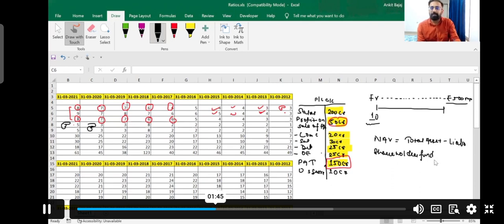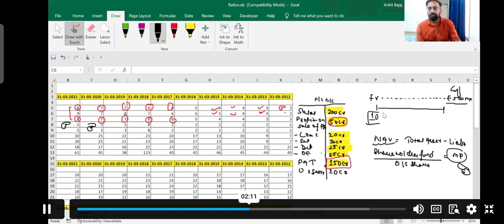If you divide the shareholder fund by the total outstanding shares, you will get the value per share. Similarly, there is an easy method to find this NAV divided by share ratio. You can directly take the market price of a share, or you can also calculate NAV.